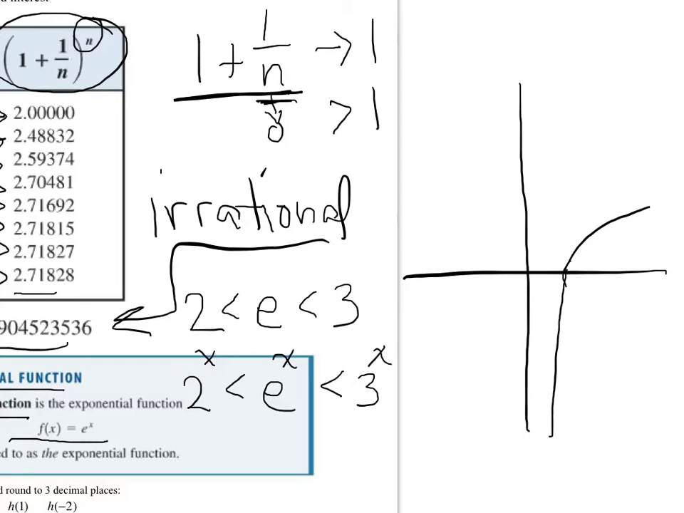3 to the x, oh, I'm sorry, that's not exponential, that's logarithmic. I'm getting a little ahead of myself here. Exponential function is what I'm drawing. So, okay, all right, exponential function e to the x.